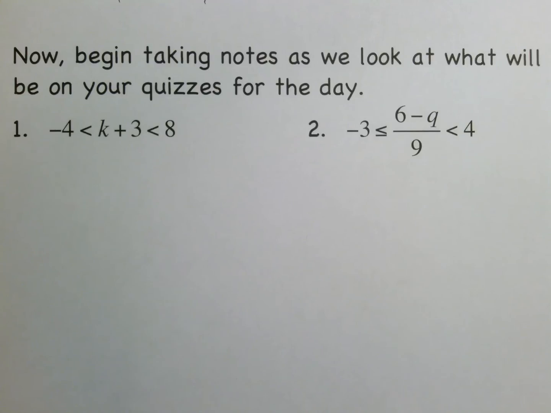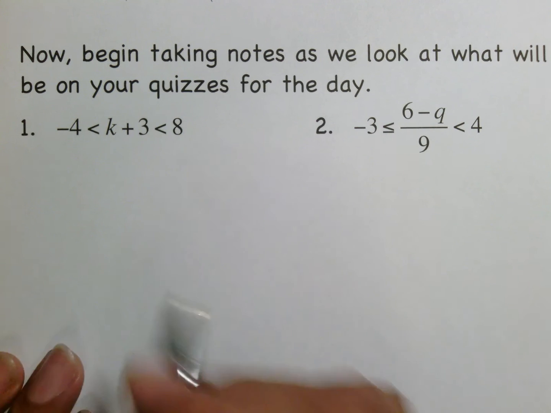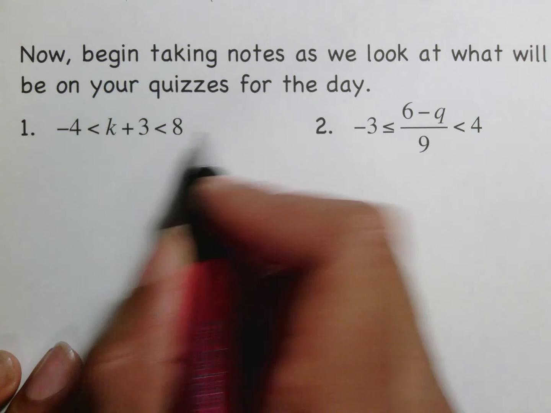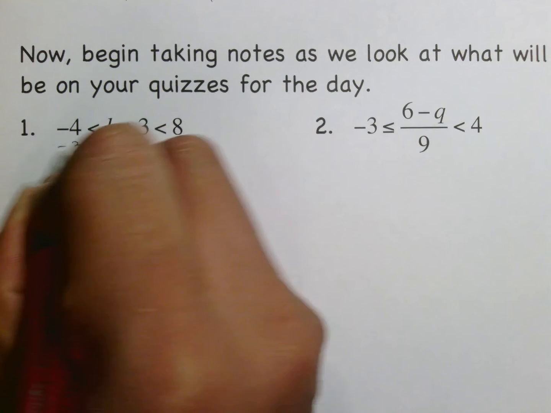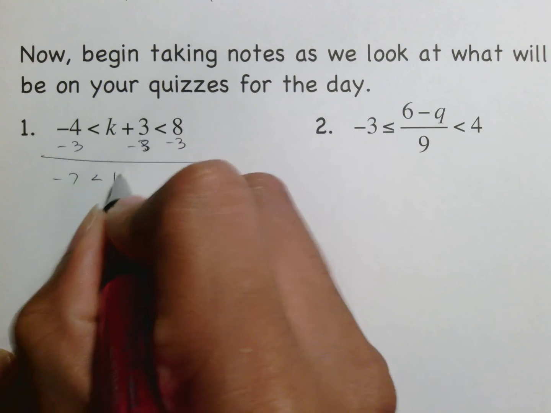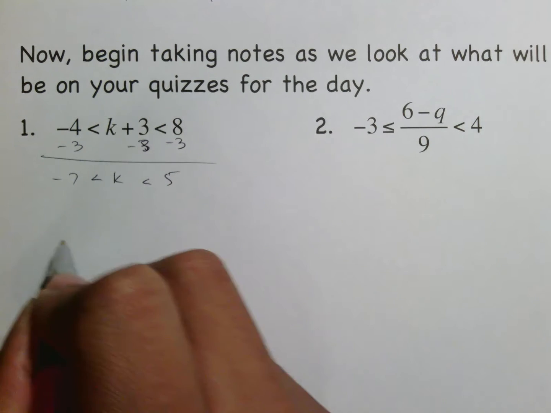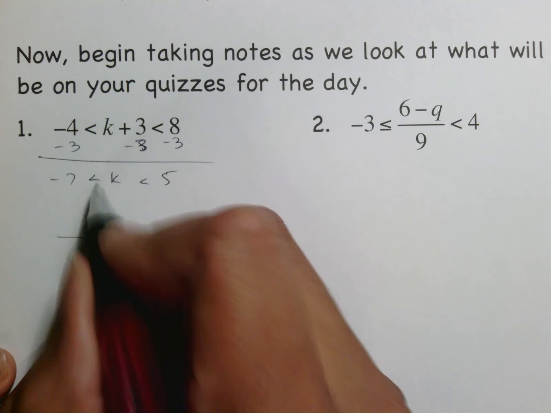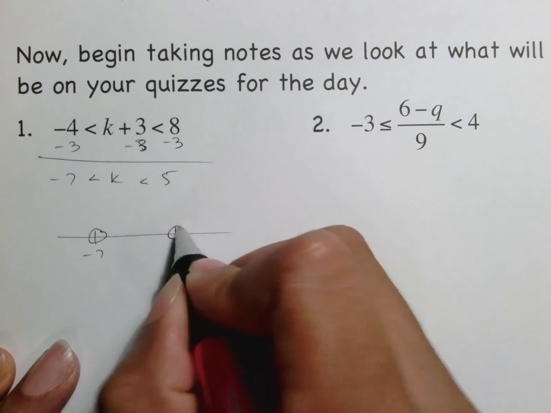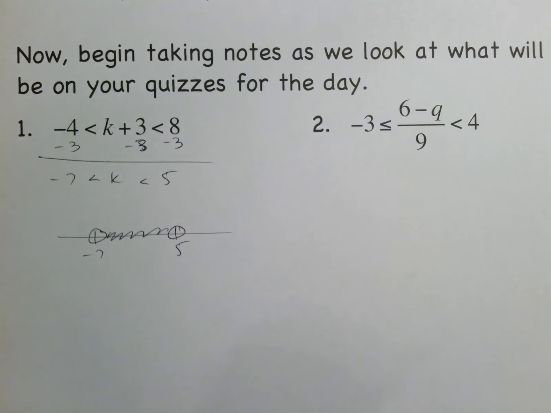So we've got five questions to look at, but like I said, these are quick, so just make sure you get what's going on. Here you have negative 4 less than k plus 3 less than 8. First thing we'll do is subtract 3, getting negative 7 less than k less than 5. k is alone now, so we graph. Remember to put the numbers in order. Open circle on negative 7, open circle on 5. k is in the middle, so we shade the middle.